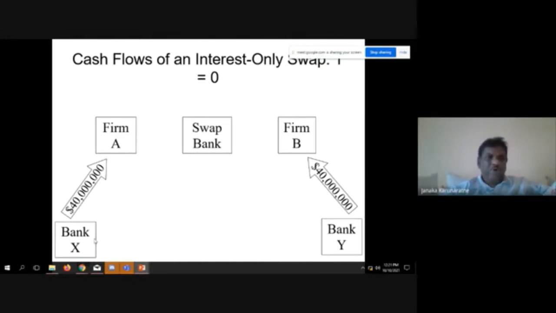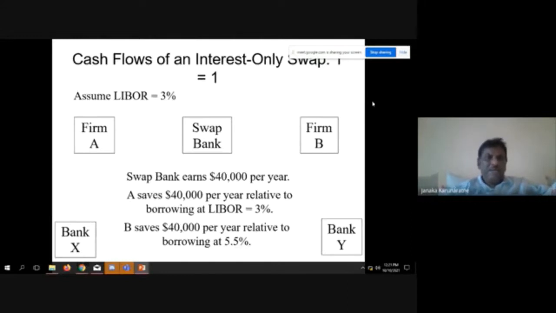Firm A may borrow from bank B 40 million. Firm B borrows 40 million. Then assume a LIBOR rate of 3% at time T1, after 1 year.